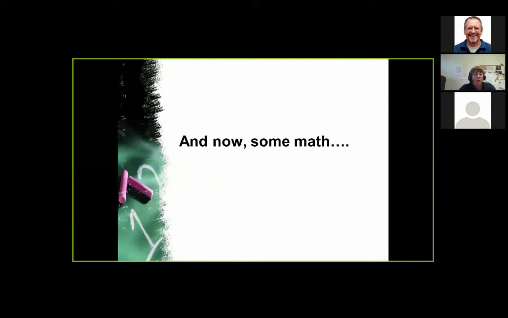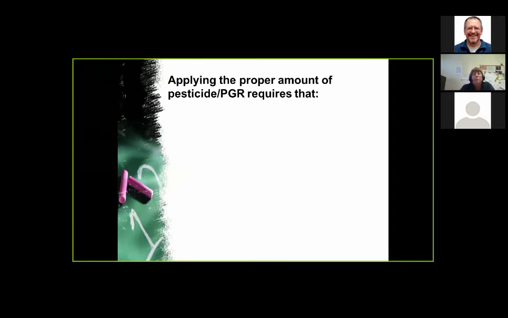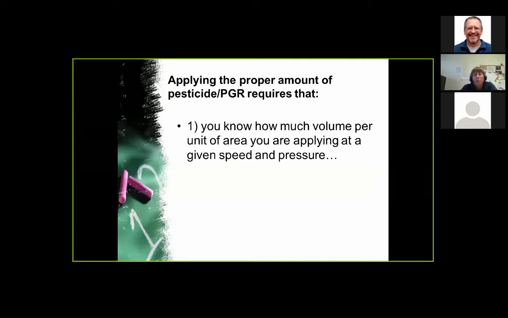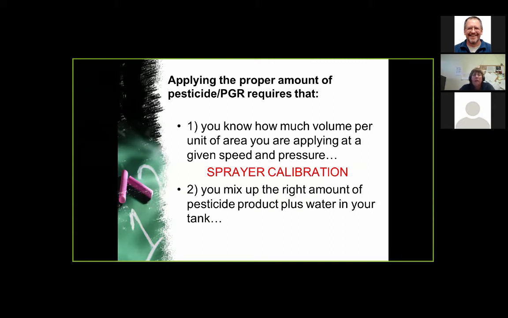All right, so I've talked about measuring liquids and dry materials. Let's do a little math. Applying the proper amount of a pesticide or a product like a PGR requires that first you know how much volume per unit of area you're applying at a given speed and pressure, and we call that sprayer calibration. And second, that you mix up the right amount of pesticide product plus water in your tank, and that is the concentration of the mix.